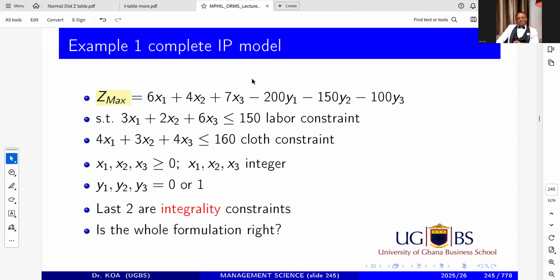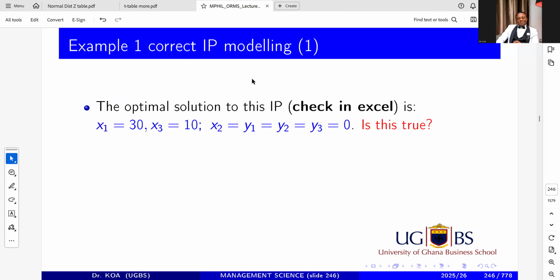But this one doesn't. In fact, if you solve this one, this is the result you get. What is the problem with this result? If you solve it in Excel, this is the result you will get. What is the problem with this result? You can give me specific examples. Specific, not general examples. So pick specific examples and tell me. Belinda.